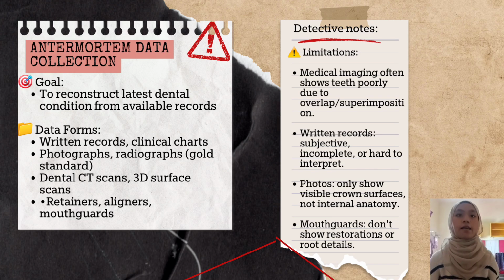However, this data does have limitations. For instance, medical imaging often fails to show the teeth clearly because of overlapping or superimposition artifacts. Written records can be subjective, sometimes incomplete or hard to interpret accurately. Photographs are helpful, but they only reveal the visible crown surfaces, not the internal tooth structures. And mouth guards may tell us which teeth are present or missing and give an idea of the dental arch shape, but they don't reveal information about restorations or root canals.